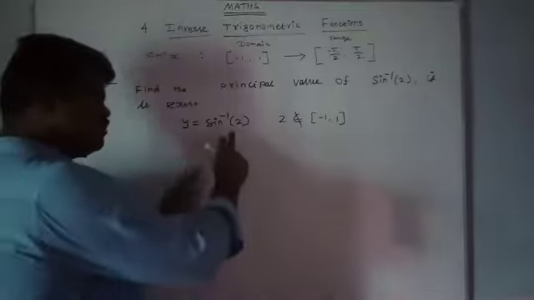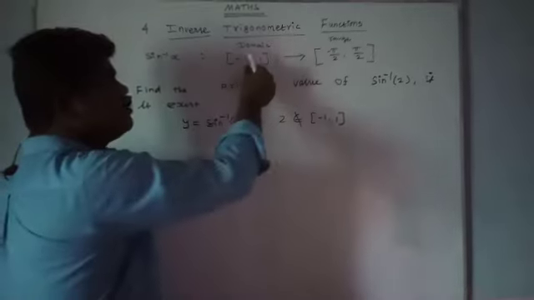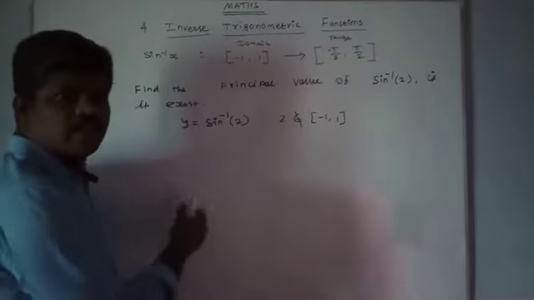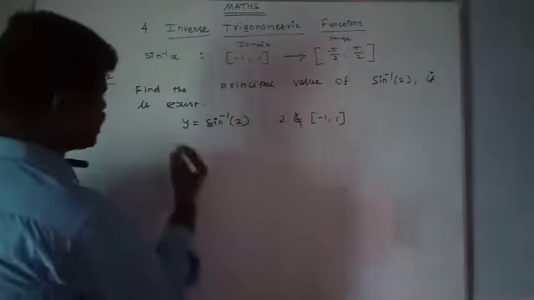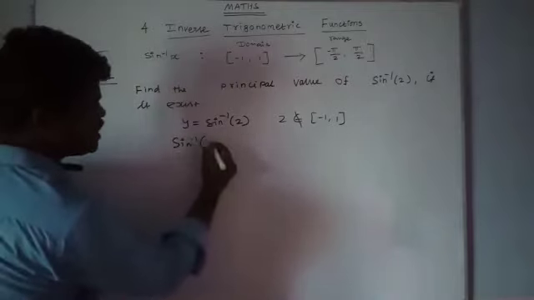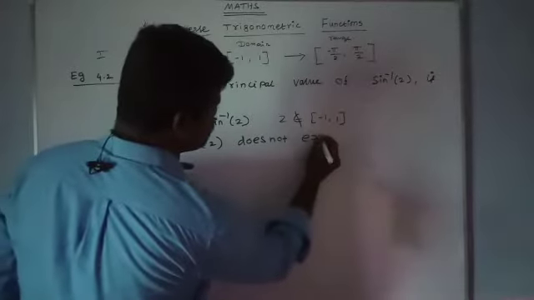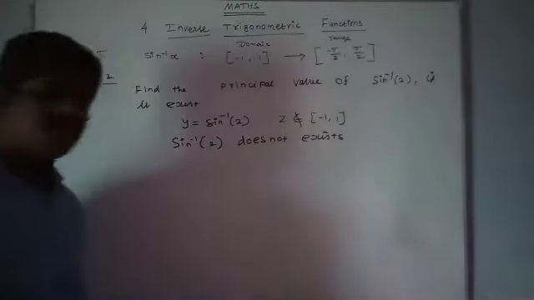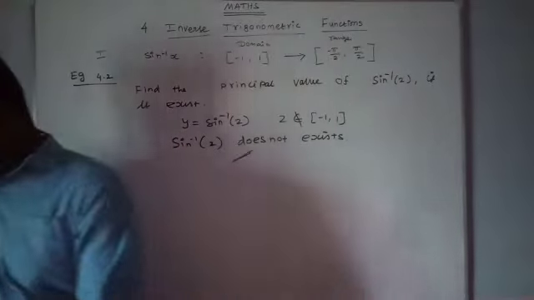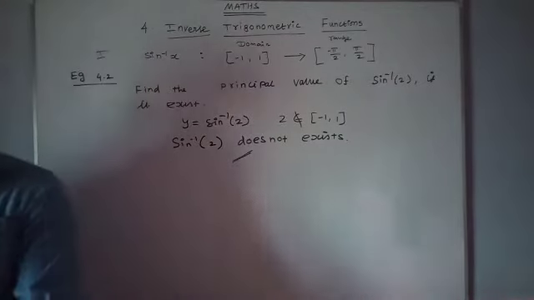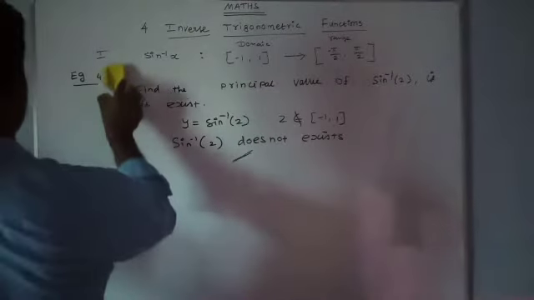First of all we want to check the domain of sin inverse x. Here 2 does not belong to minus 1 to plus 1. So sin inverse 2 does not exist. So this is the sum, it does not exist. And we want to find out the other sums. Find the principal value of example 4.3.